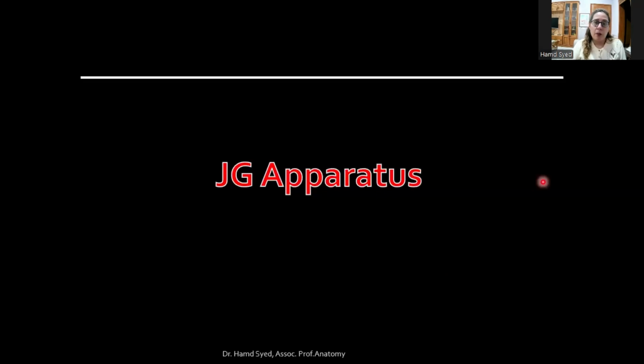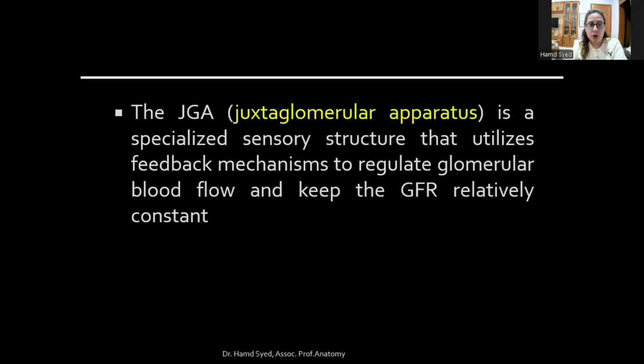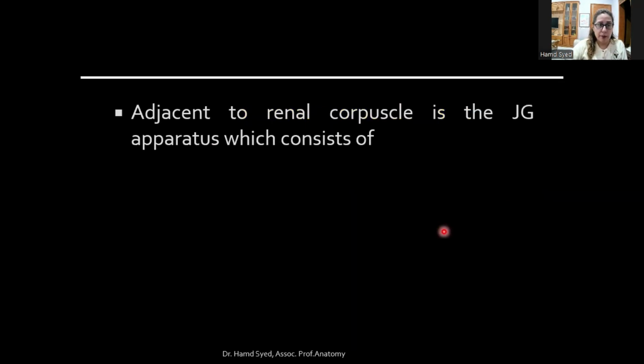Now we're going to discuss the microstructure of a very important part of the kidney, which is the juxtaglomerular apparatus. So the JG apparatus is a specialized sensory structure that utilizes feedback mechanisms to regulate glomerular blood flow and keep the glomerular filtration rate relatively constant. This is the function of the JG apparatus, to regulate the blood flow through the glomerulus and keep the glomerular filtration rate at a constant level.